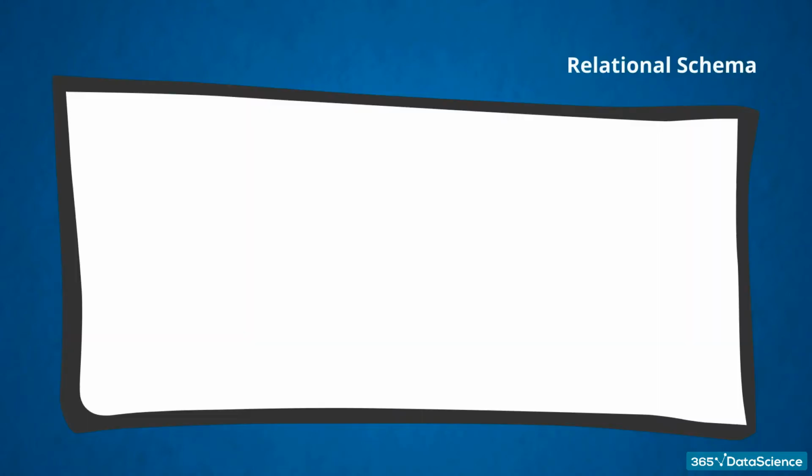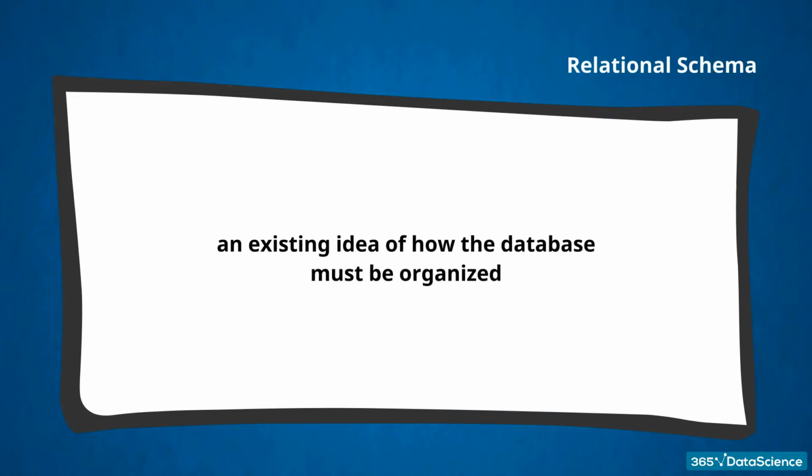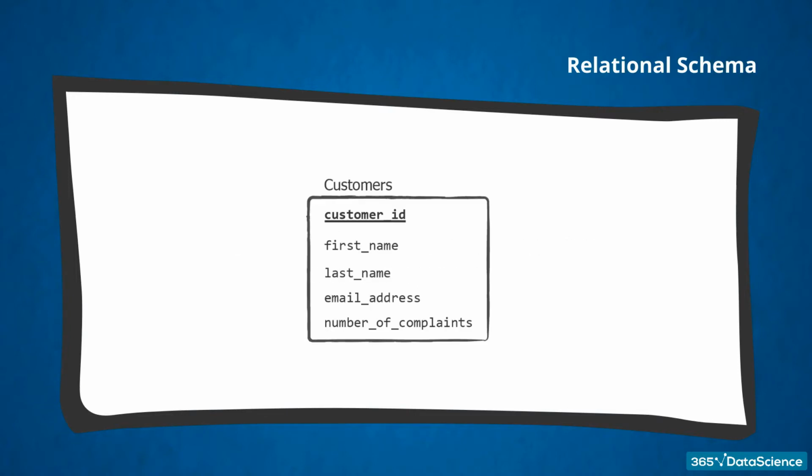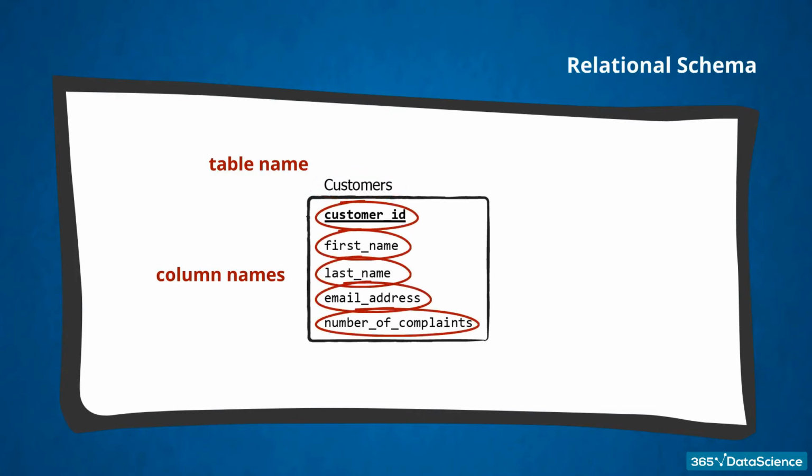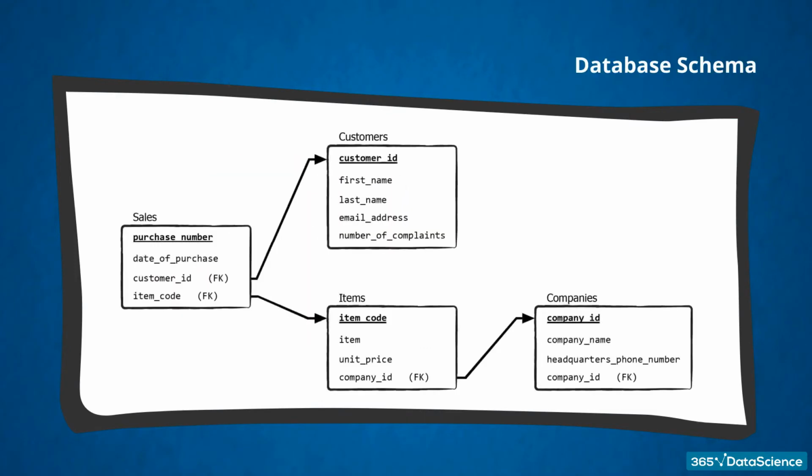Another form of representation of a database is the relational schema. This is an existing idea of how the database must be organized. It is useful when you are certain of the structure and organization of the database you would like to create. More precisely, a relational schema would look like this. It represents a table in the shape of a rectangle. The name of the table is at the top of the rectangle. The column names are listed below. All relational schemas in a database form the database schema. You can also see lines indicating how tables are related in the database.